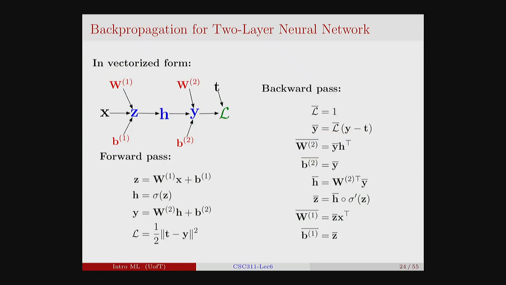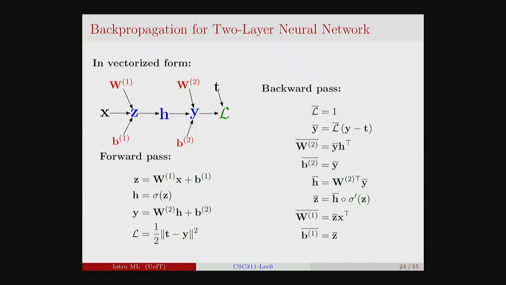So for example, if y bar is a 2 by 1 vector and h is a k by 1 dimensional vector, h transpose is a 1 by k dimensional vector, and the result of that is a 2 by k dimensional matrix. And that matrix is a matrix of derivatives of our second weight matrix.